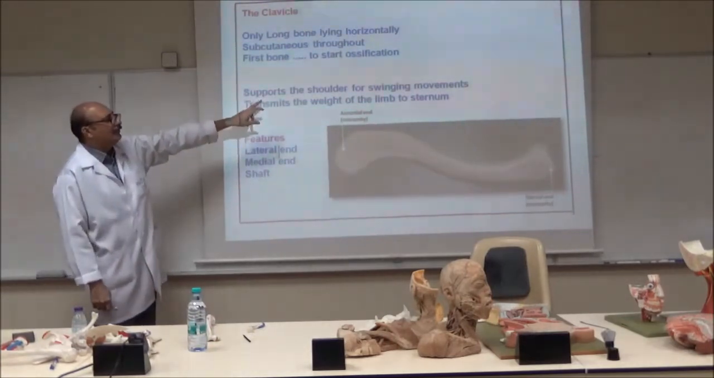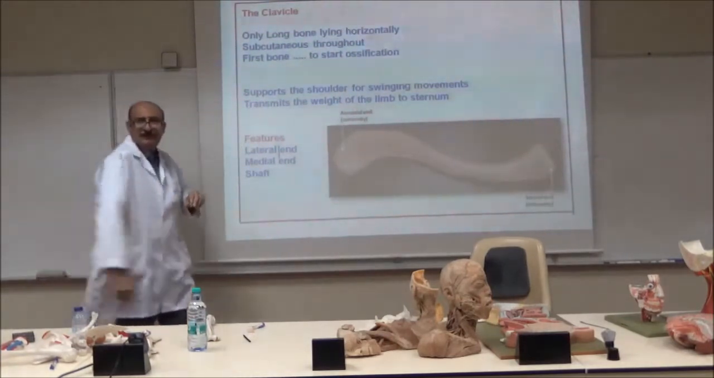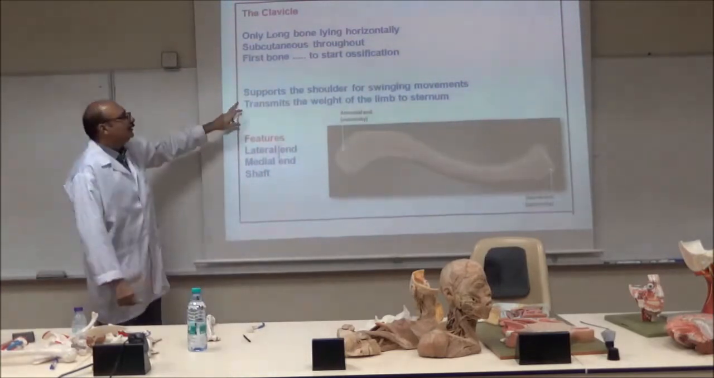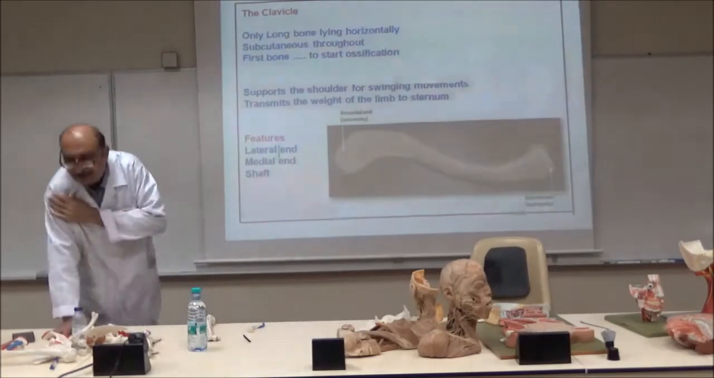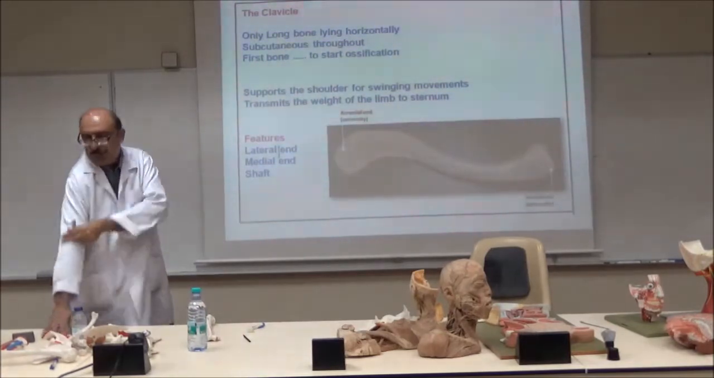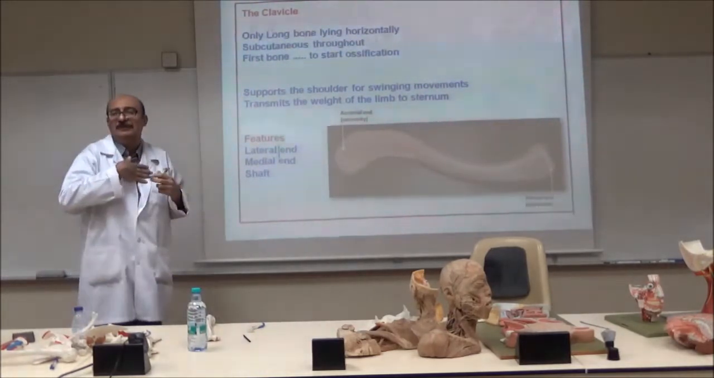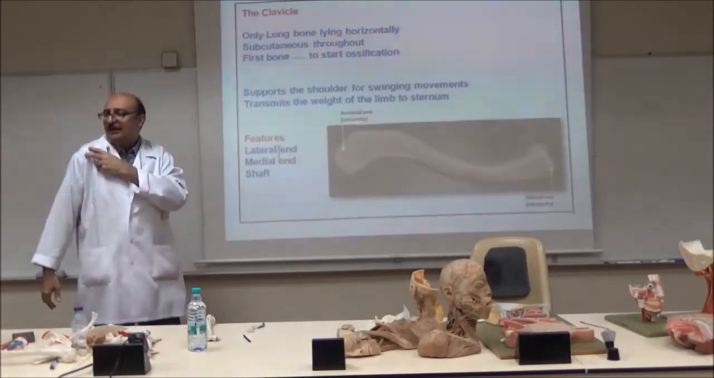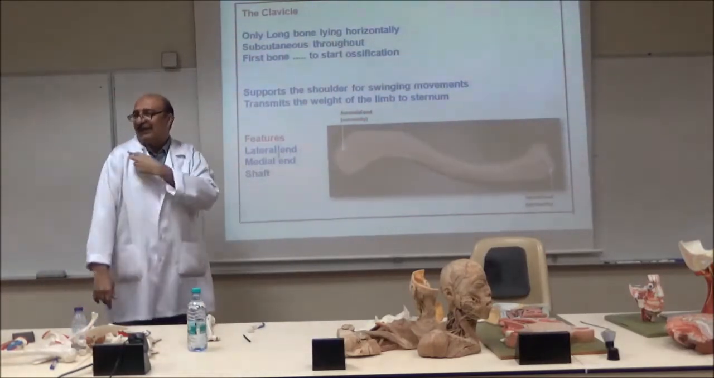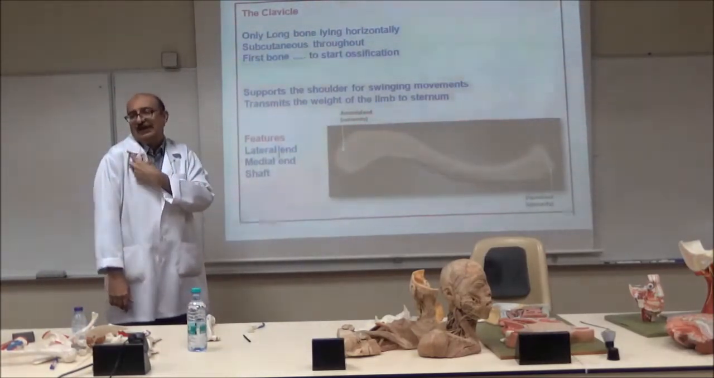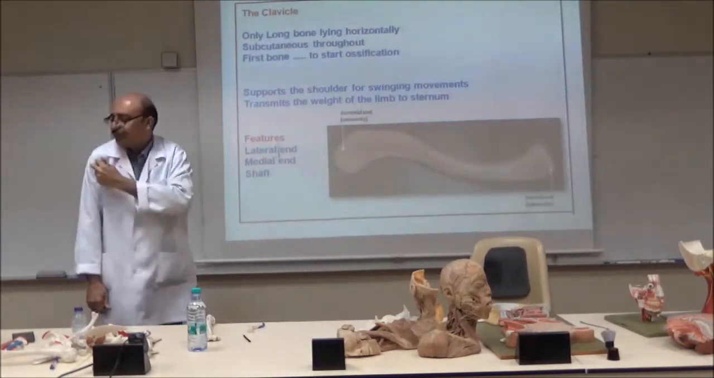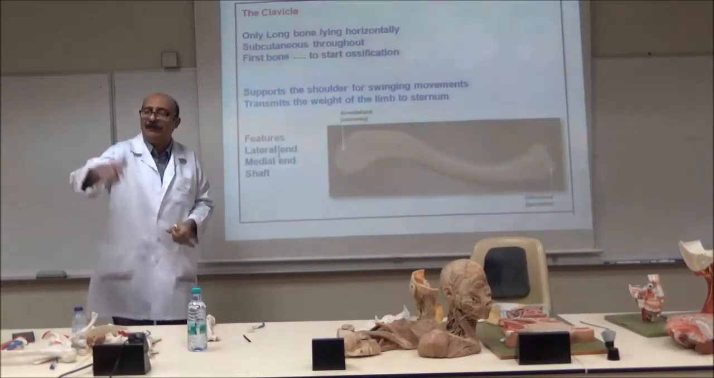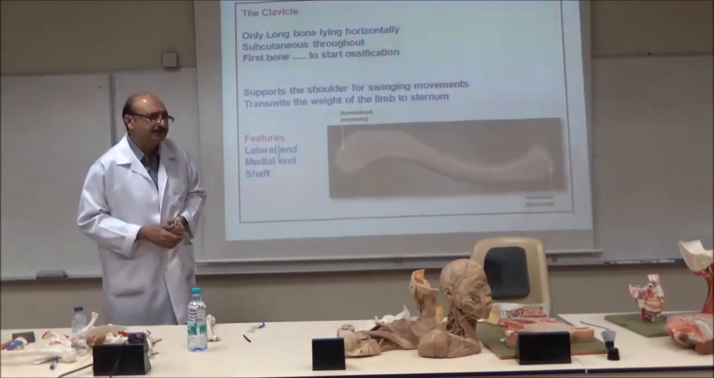Supports the shoulder for swinging movements. Transmits the weight of the limb to the sternum. If I fall like this, the whole strength is going towards the sternum. And when I am standing, the whole weight of my limb is connected to the sternum here and with the vertebral column with the help of scapula. So these two bones, clavicle and scapula, combined are known as the shoulder girdle. Clear, Shubha?